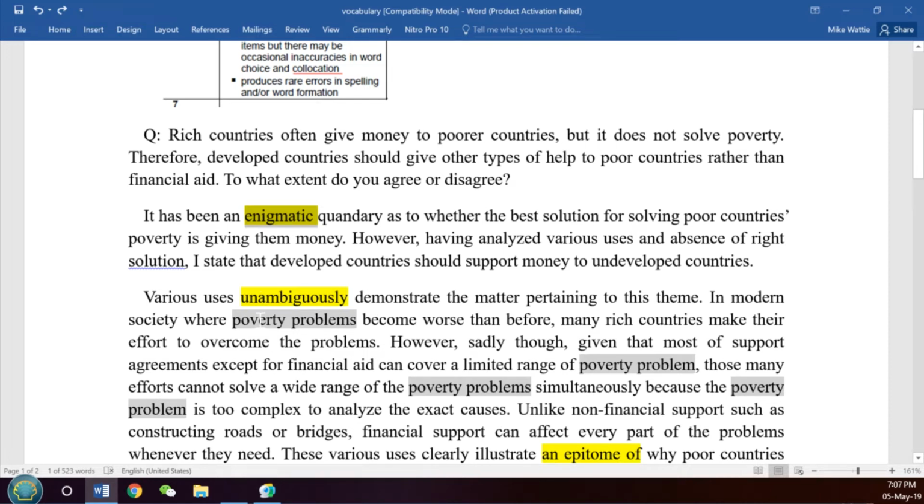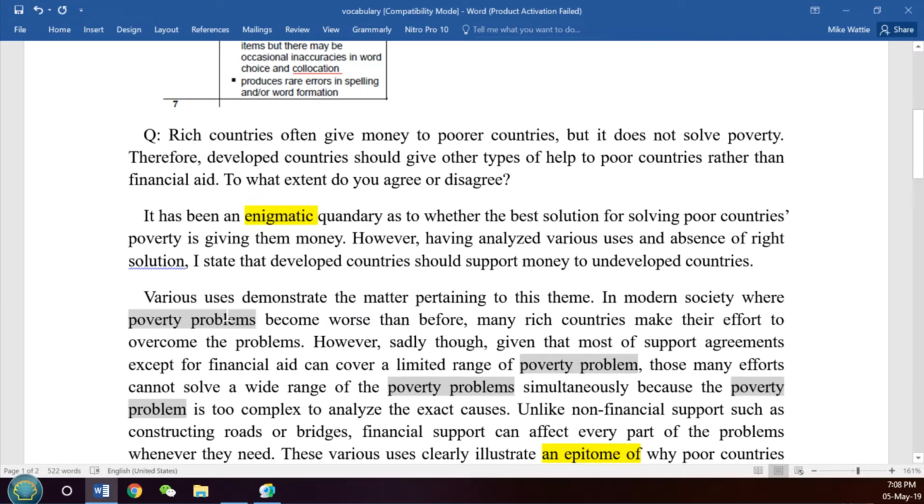Okay, let's go to the next one. Various uses unambiguously demonstrate the matter pertaining to this theme. So again, if we take out this word unambiguously, so something that's ambiguous is sort of not clear. It could be this or it could be that, and so unambiguous just means that something's clear. We don't really need the word at all. We can just get rid of that word. Various uses demonstrate the matter pertaining to this theme, and we've still got pertaining in there and demonstrate. There's still plenty of high-level language in this sentence.